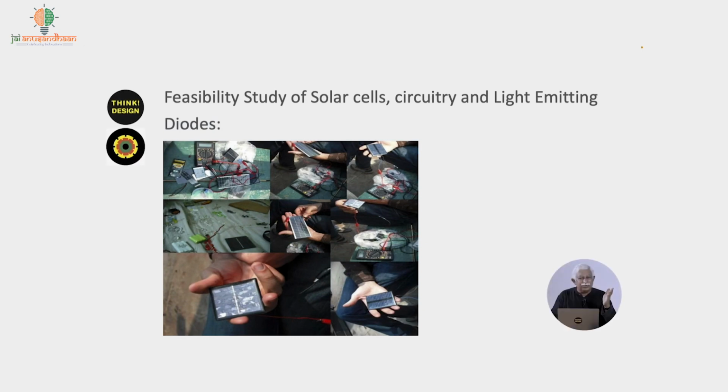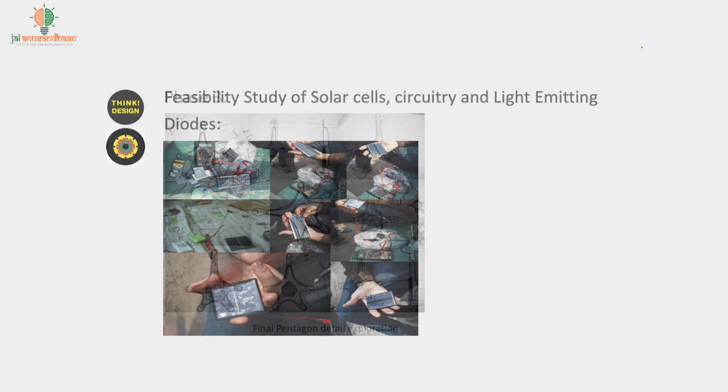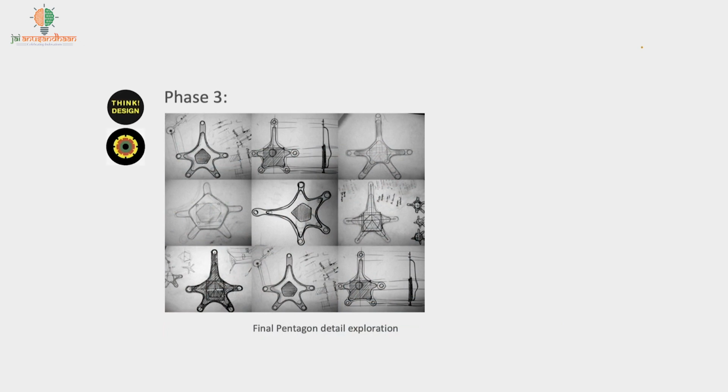And then of course, you have to study the basic unit of this, which is nothing but solar cells and the circuits and the light emitting diodes. They are the combinations which make this possible. So, what all combinations can you make out of it?